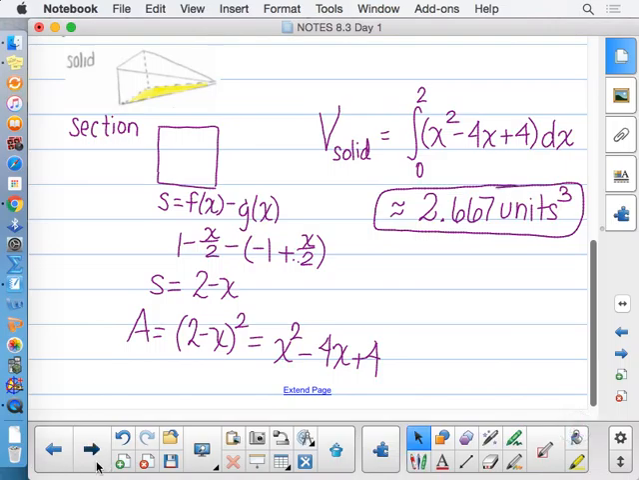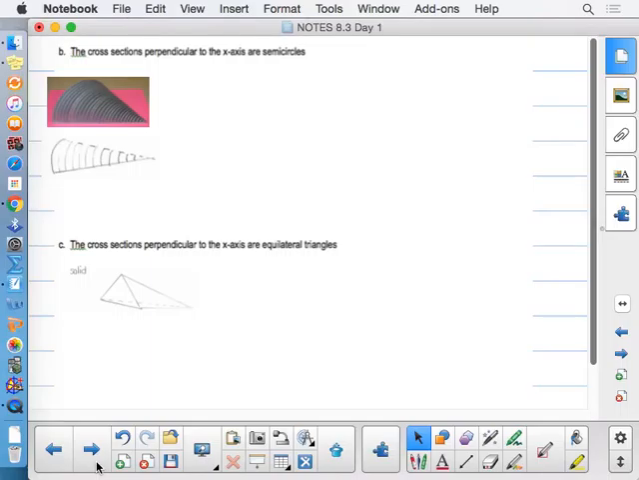Alright, the next part is going to use that same base, but ask us to do cross sections that are a different shape. Therefore, the volume of the solids will be different. So in part B, it says the cross section's perpendicular to the x-axis, and that's important. If that's switched over to perpendicular to the y-axis or to any other line, we'd have to think about what that would change and what our sections in our calculus would look like. It says they're each going to be semicircles.